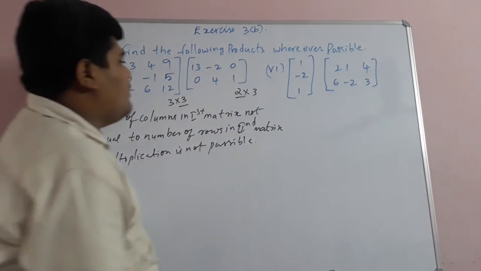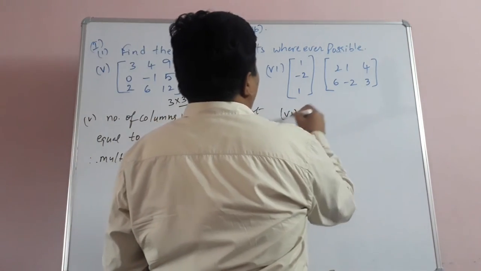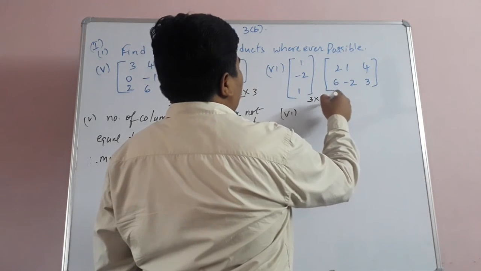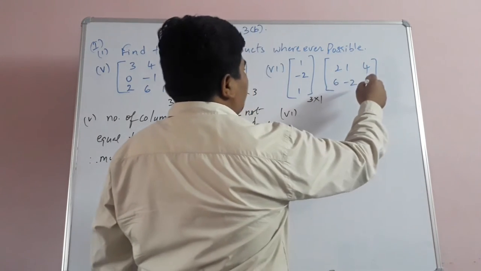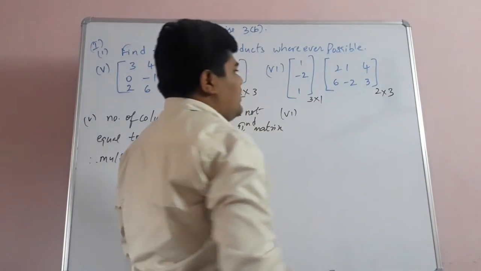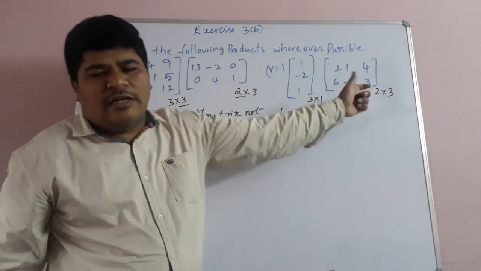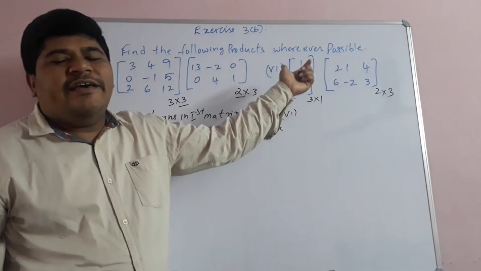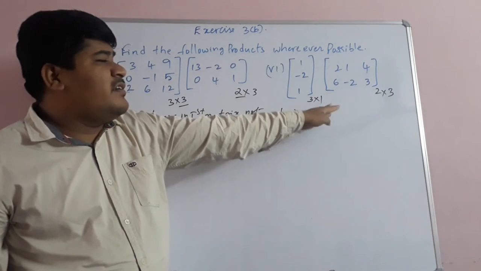Now let's see problem number 6, children. What is the order of the first matrix? 3 rows, 1 column. And here what is the order? 2 by 3. Children, here you only check whether the number of columns of the first matrix is equal to the number of rows in the second matrix or not.